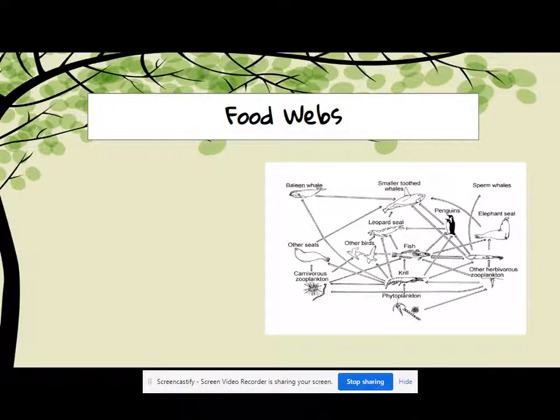Hey, Science 20s, we're going to pick up right where we left off. This is lesson 3 of biology. We're going to talk a little bit about food webs and some other related food ideas.